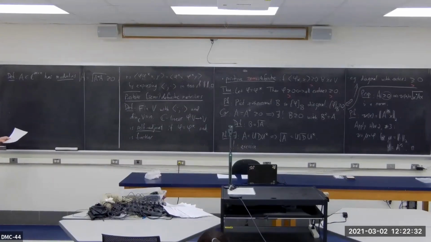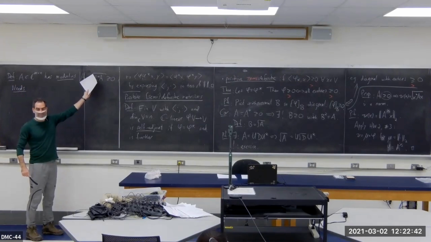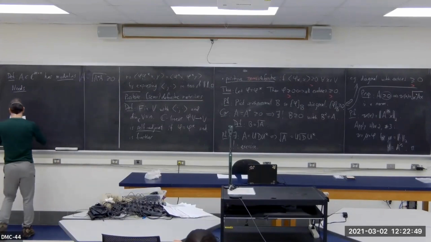Well, why is that a positive semi-definite matrix? Let's just check. We need A star A to be positive semi-definite to begin with, so we need it to be self-adjoint, and we need its eigenvalues to be non-negative. So we have to check that. This actually needs 2 things.